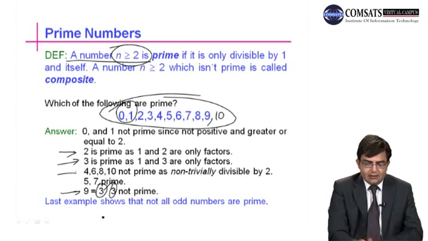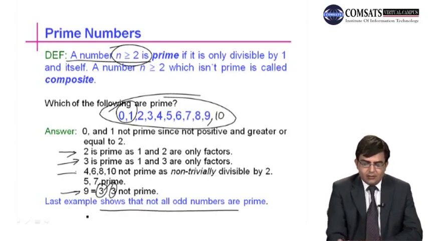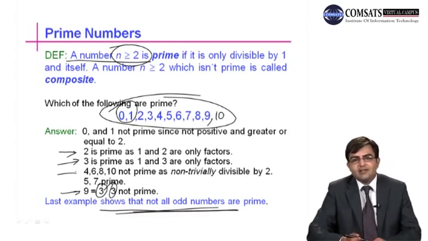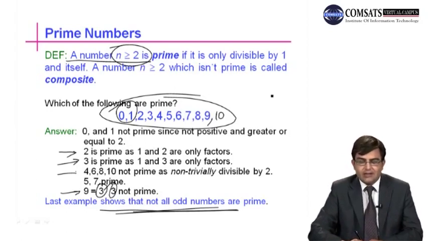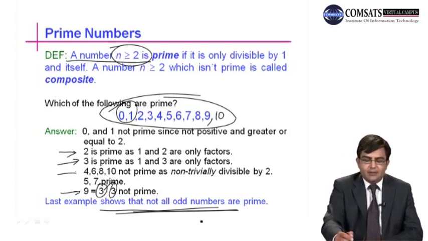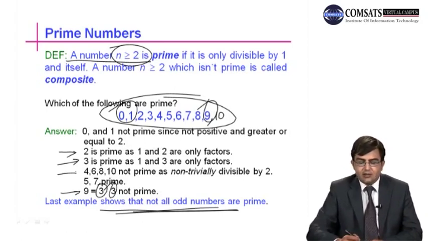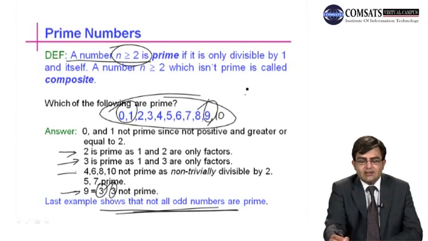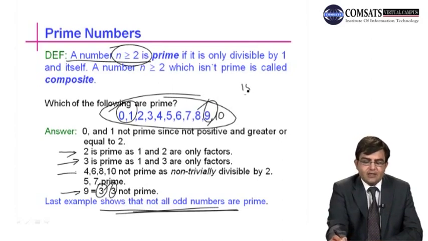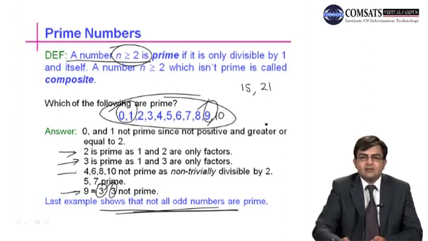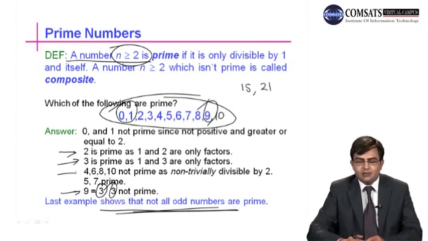What does it mean that not all odd numbers are prime? It is not necessary that if a number is odd then it is prime. As an example, 9 is not a prime. You can take other examples. For example, 15 is an odd number which is not prime. You can say 21 is an odd number which is not prime. So it is not necessary for a number to be prime that it is an odd number.